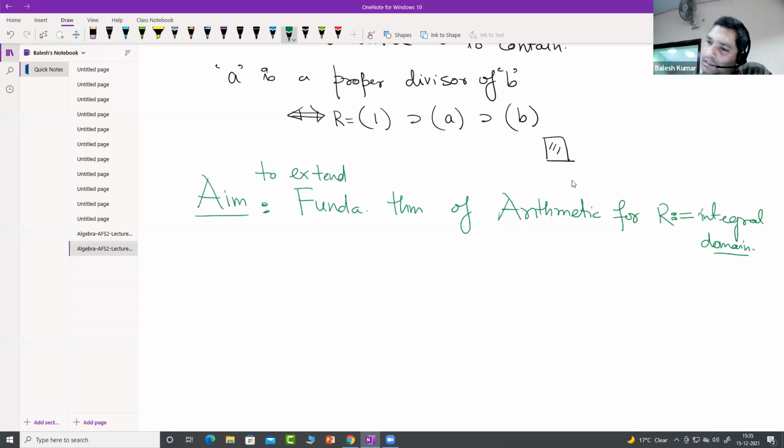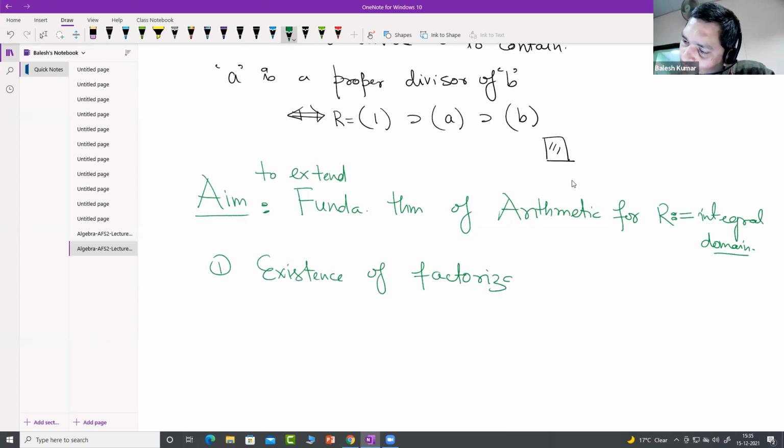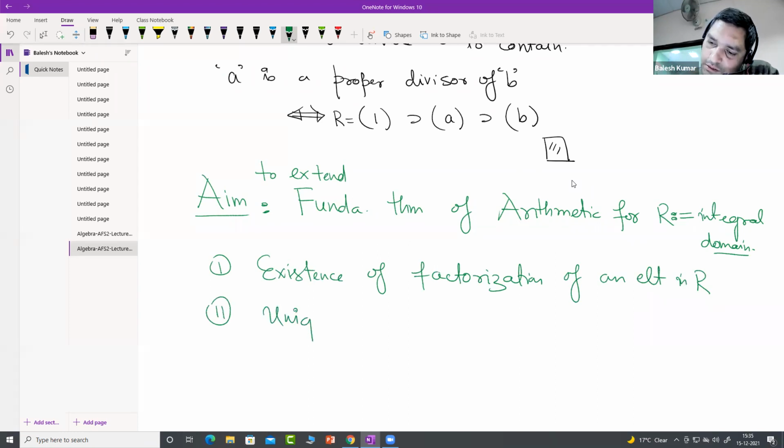If you try to recall, the fundamental theorem of arithmetic contains two parts. The first part is about the existence of factorization of an element inside the ring R itself. The second one is the uniqueness of this factorization. Let us start by discussing the existence of a factorization.